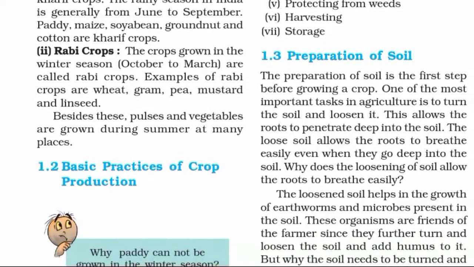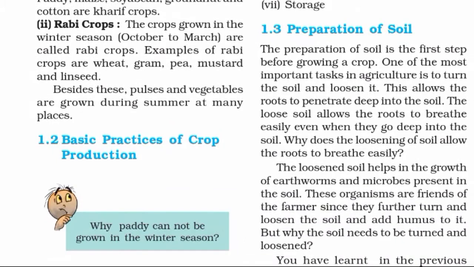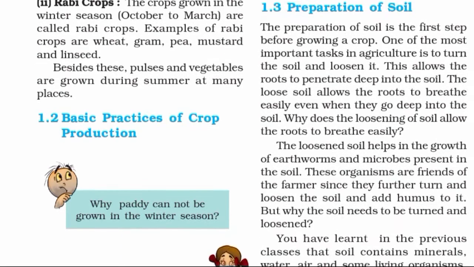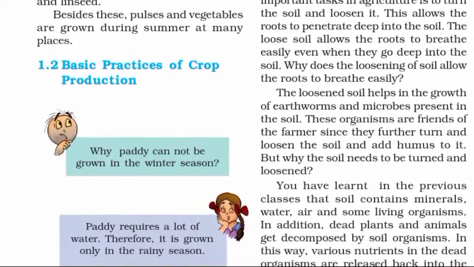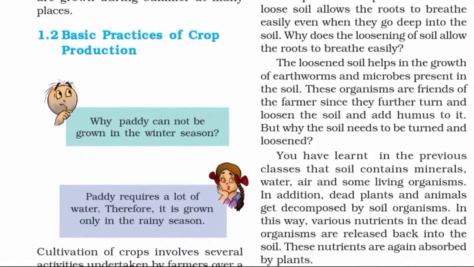1.3. Preparation of soil. The preparation of soil is the first step before growing a crop. One of the most important tasks in agriculture is to turn the soil and loosen it. This allows the roots to penetrate deep into the soil. The loose soil allows the roots to breathe easily even when they go deep into the soil.